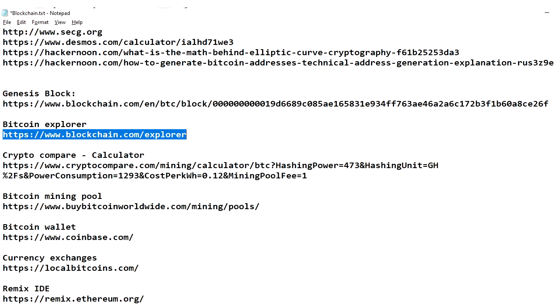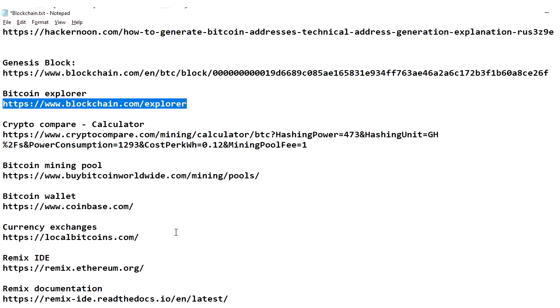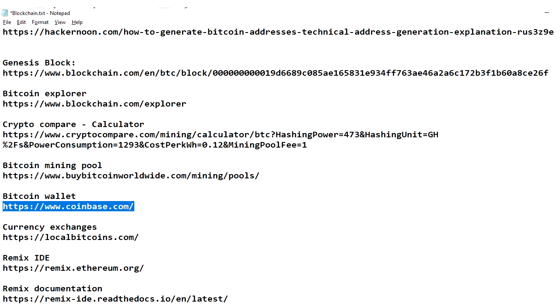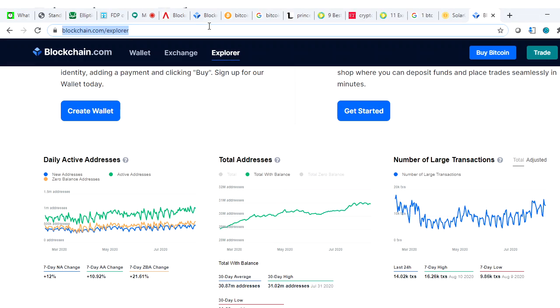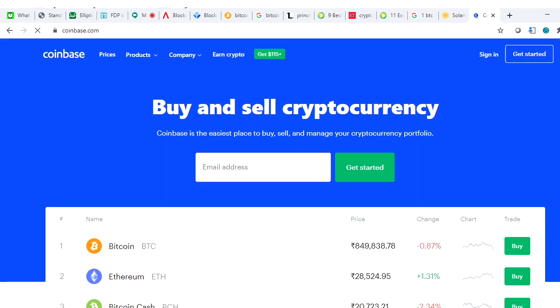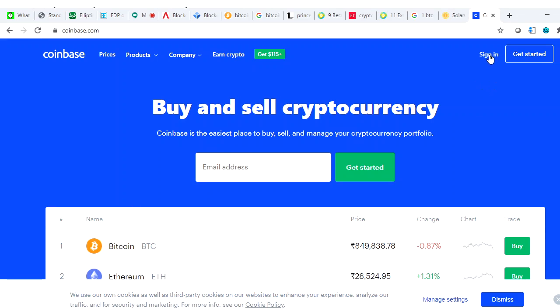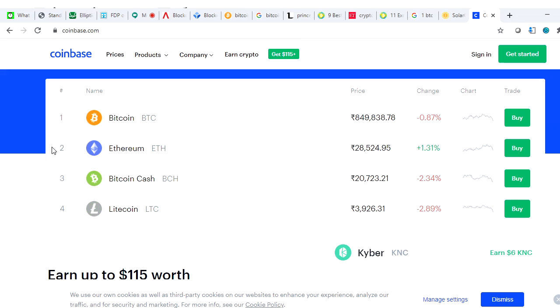Next, I showed you all the mining pools and the Bitcoin wallet. I told you this is a Bitcoin wallet, Coinbase.com. You can go to Coinbase.com, sign in, and create a wallet. If you want to purchase Bitcoin, then after signing in and completing the KYC, you can go on to buying Bitcoins and so on.